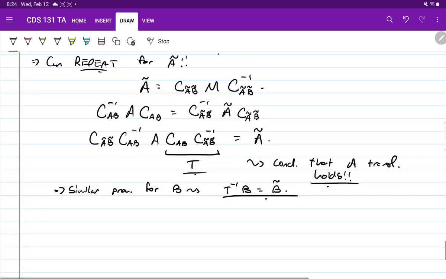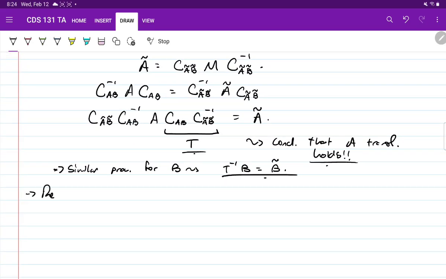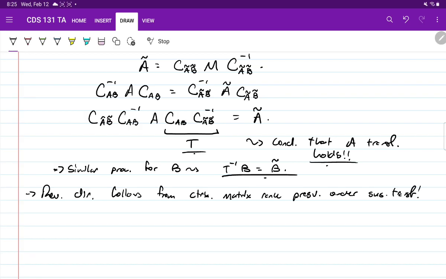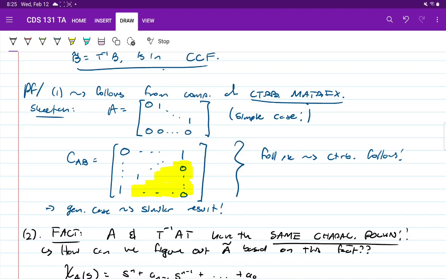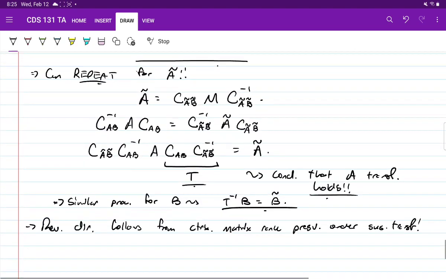The reverse direction follows from the controllability matrix rank being preserved under system transformations. Okay? So you can go ahead and check that as a nice exercise. This also follows from this A tilde matrix being in controllable canonical form, and as part 1 says, controllable canonical form being controllable.